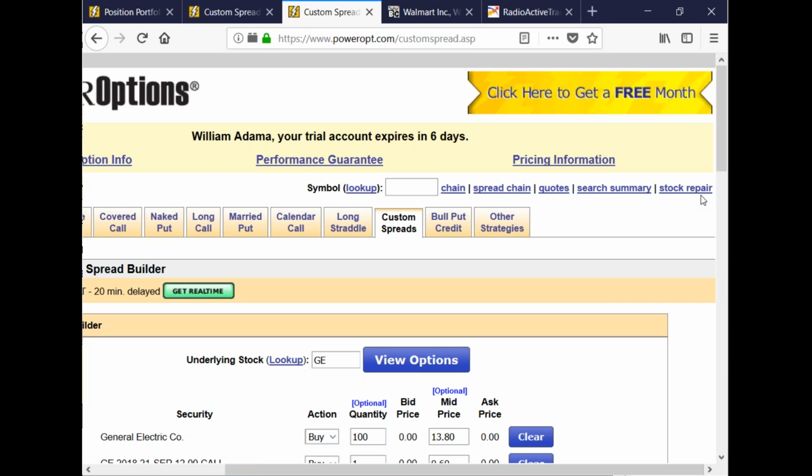I just put in GE, my cost basis, and the stock repair would show me what it is. Follow-up question from Rhajiv is how we use PowerOptions to analyze which strategy is good for high-ticketed stock ETFs like Amazon, Google, including SPX. Well, I use the search summary tool as a starting point.